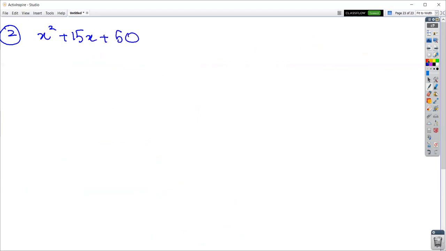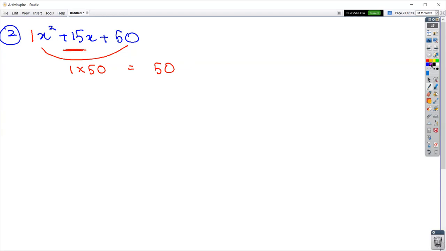As I said, whatever the numbers we are having with the first and the last term, we're going to multiply them together. Because there's no number here, which means it is a 1. So you do 1 times 50, which would be 50. Now you try to find out the multiples of 50 that, when you add them together, would give you plus 15, which is your middle term.